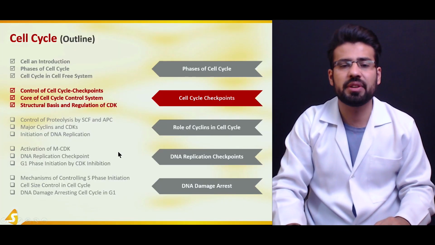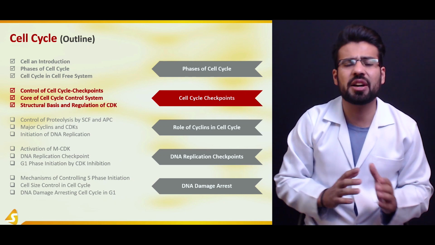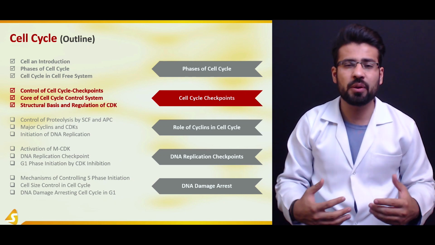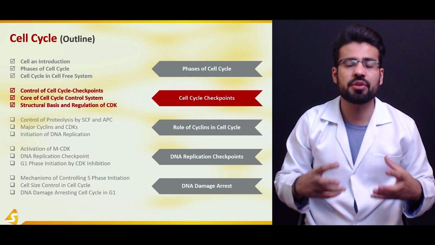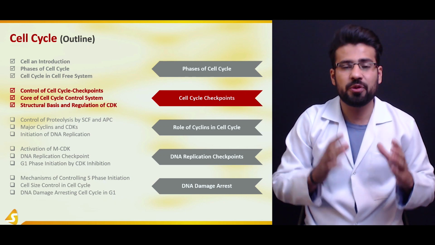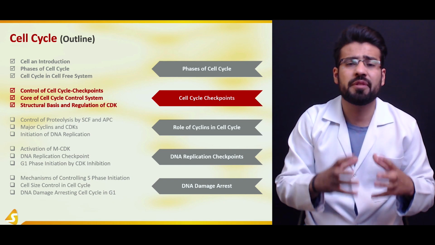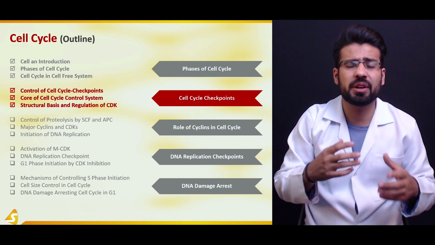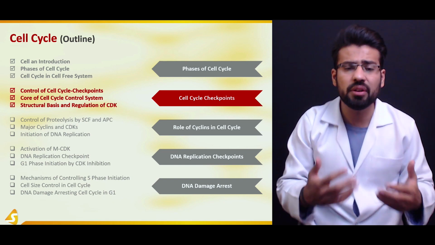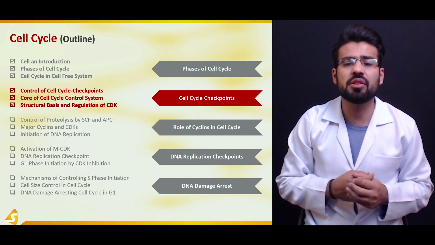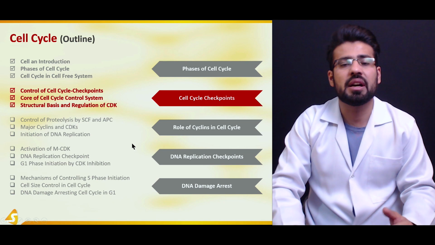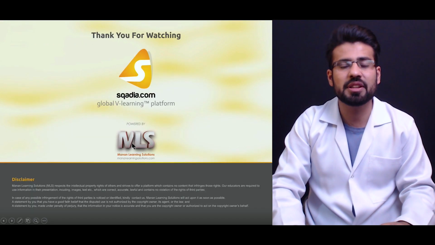So in this section, we started off with the control of cell cycle checkpoints, and we moved towards the discussion of the core of the cell cycle control, which will be the basis of discussion in the coming section, where we are going to discuss the role of cell cycle regulation, and then we discussed the structural basis and regulation of cyclin dependent kinases. So that was all for this particular section.